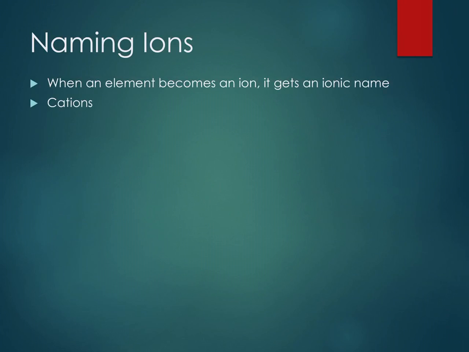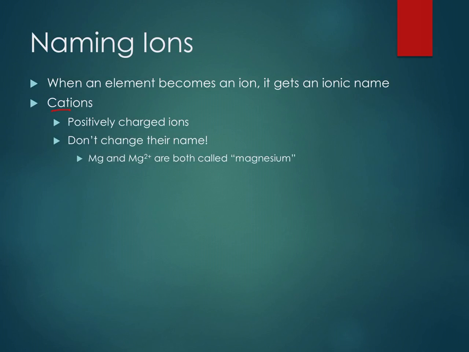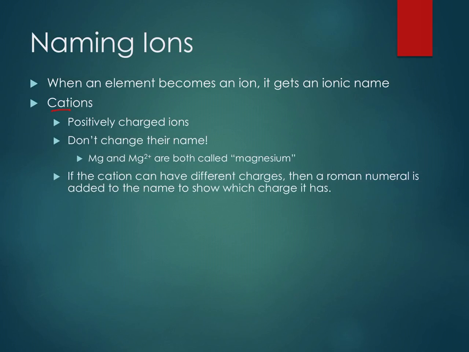Cations. These are the positively charged ions. Remember, cats have pos. Cations are positive. Their names aren't going to change. So whether it's uncharged magnesium or charged magnesium, we just call it magnesium. The only kind of exception to this is if it can have multiple charges.